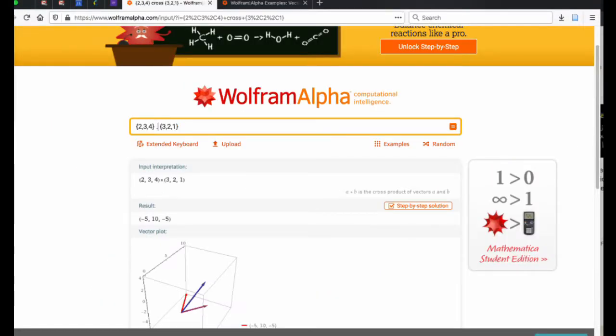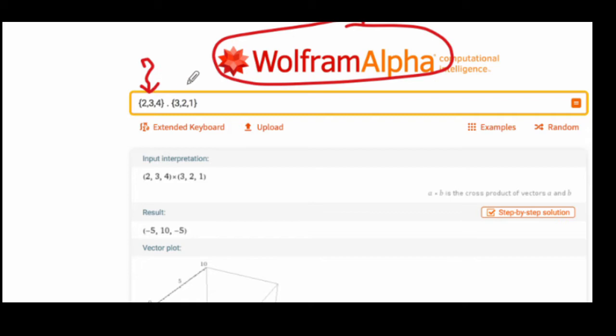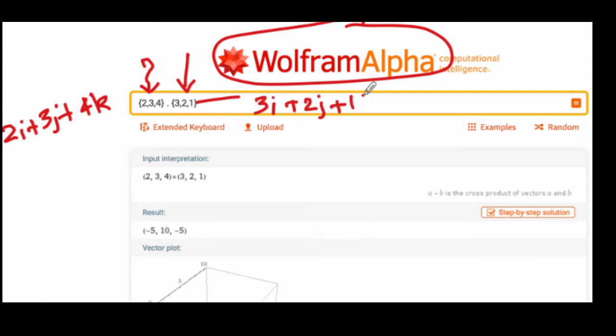Now let me show you an example with the help of a mathematical tool called Wolfram Alpha, which can be accessed from wolframalpha.com, where we will be trying to understand how the dot product and cross product could be calculated. For instance, you are looking at two vectors here. This is one vector, the vector 2i plus 3j plus 4k. On the other hand, this is another vector, which is 3i plus 2j plus 1k.